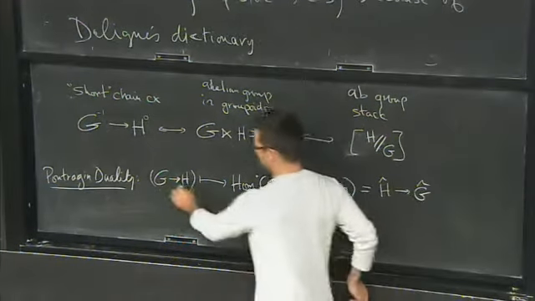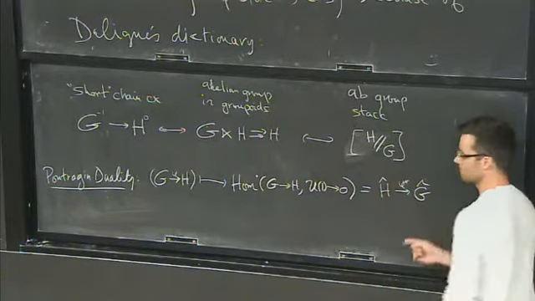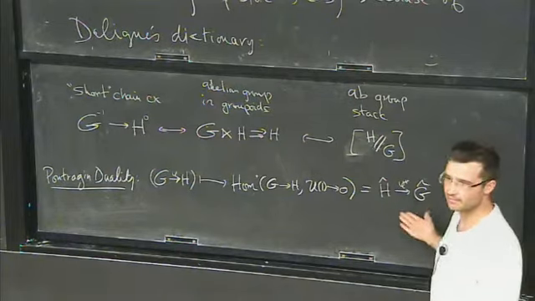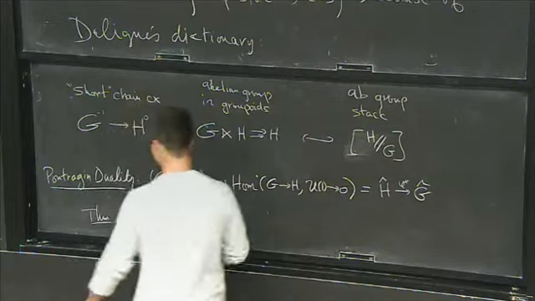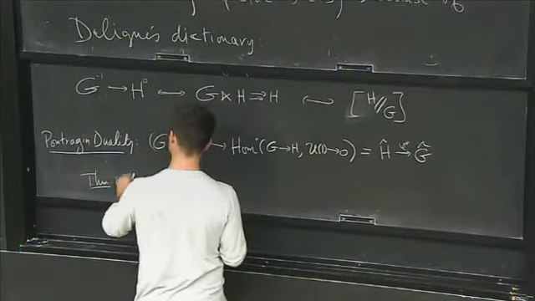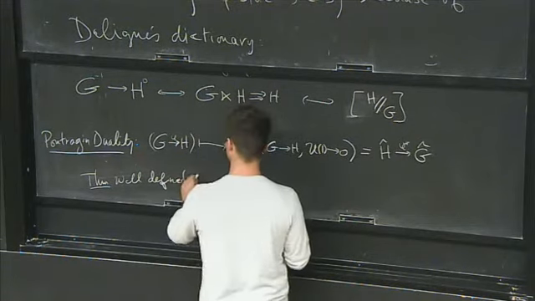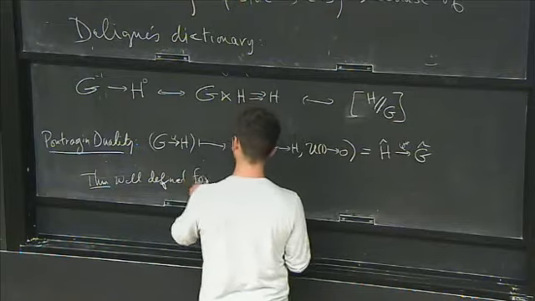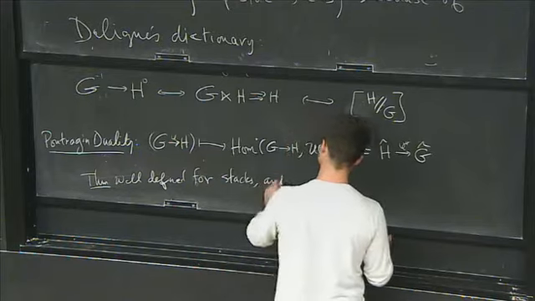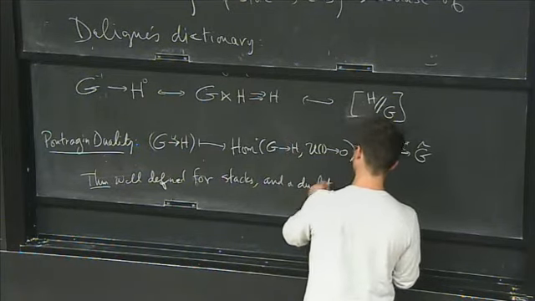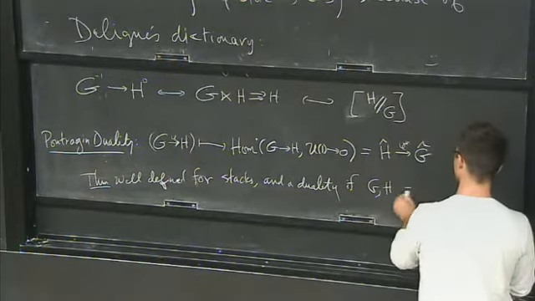And if this was a map phi, then this is just the map of precomposing with phi, so I'll call it phi upper star. So it's a super simple thing, but it does have to be a theorem that this is well defined at the stack level. Well defined for stacks. And it's a duality if G and H are locally compact Hausdorff spaces.